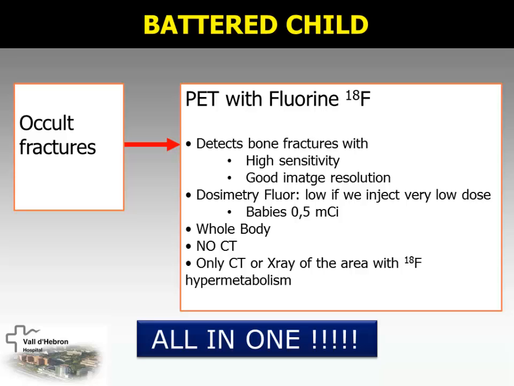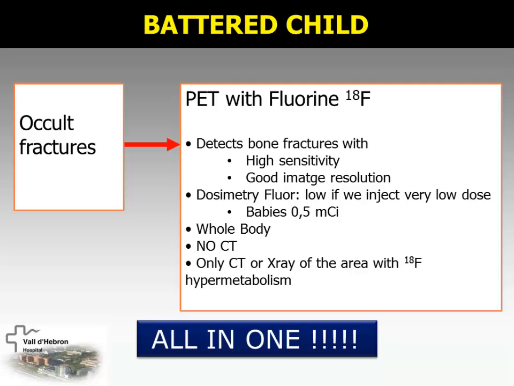And what happened with the PET with fluorine? The PET with fluorine detects the bone fractures with higher sensitivity than the bone scan and the X-ray survey, and with a very good image resolution. The dosimetry of the fluorine is very low, lower than the bone scan, if we inject a very low dose with a good PET-CT scan. For example, I'm going to show you in some minutes images of a baby of 9 months in which we have injected just half a millicurie of fluorine. That means that this dose is lower than those from a bone scan, yeah?